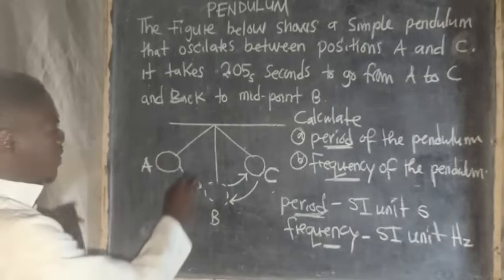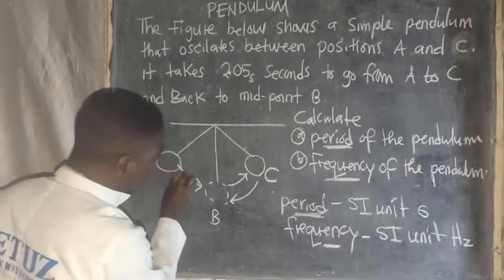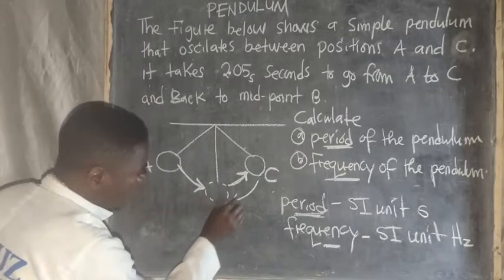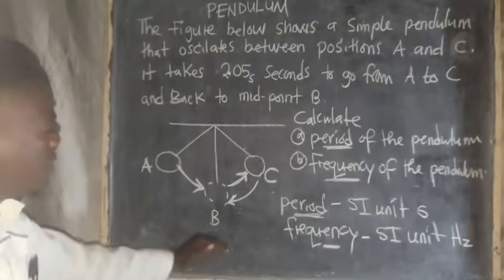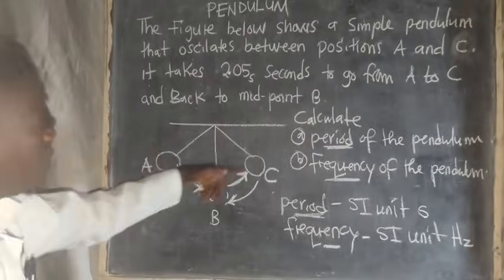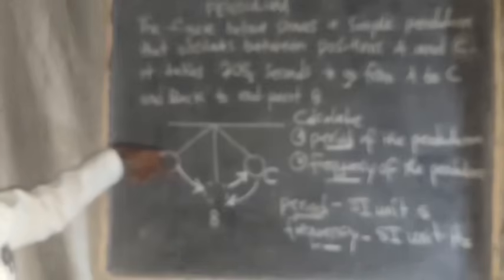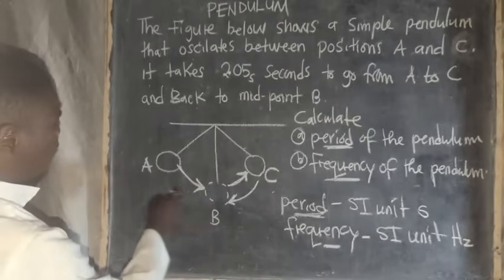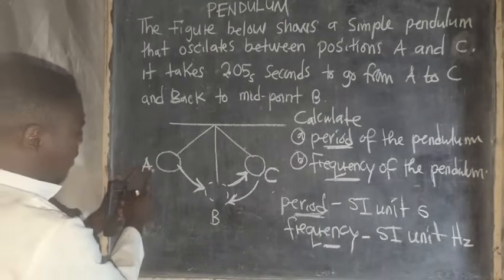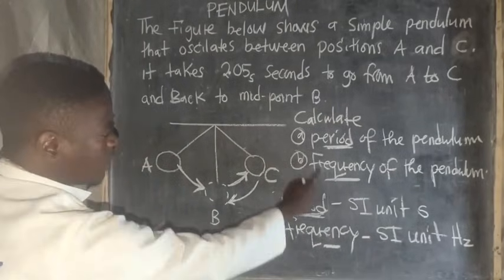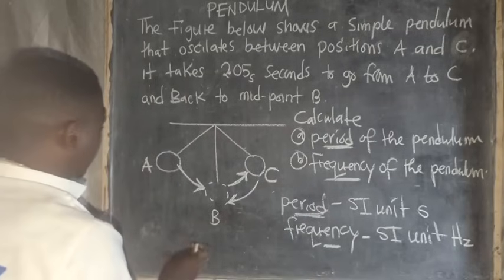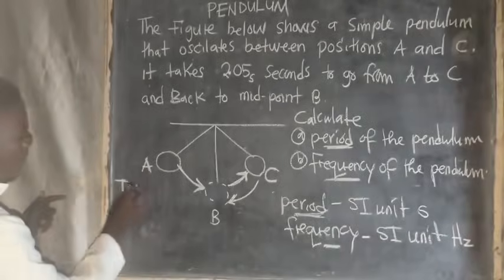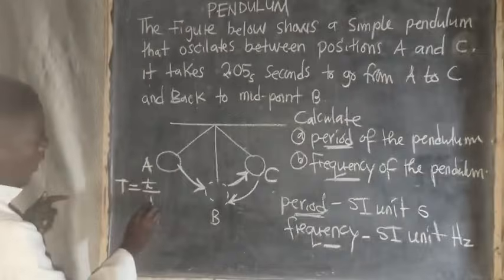You need to focus on how this is moving from A to B. From B it moved to C, and it came back to B. This is how it is moving, like this, like this. In this case, you need to know these intervals when it just moves from position A to B. Are you able to calculate these two? You need to know that if you are told to find the period, it is given by the formula T over N.